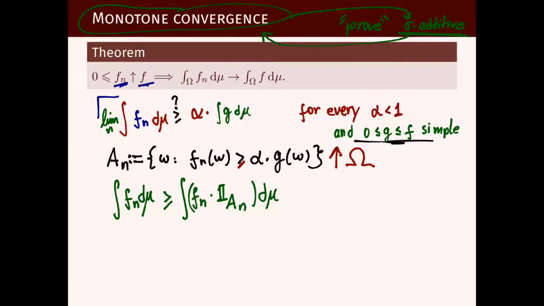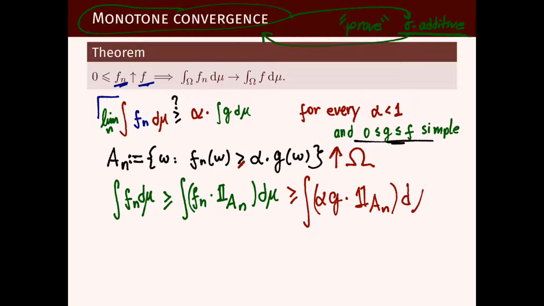And why do we want to do this? Because, well, on this set A_n, we know that f_n is larger than alpha times g. And outside the set A_n, it doesn't matter because we have 0 here anyway. This is the dirty trick that appears in this proof. So which means we can replace this by alpha g times the indicator of A_n.